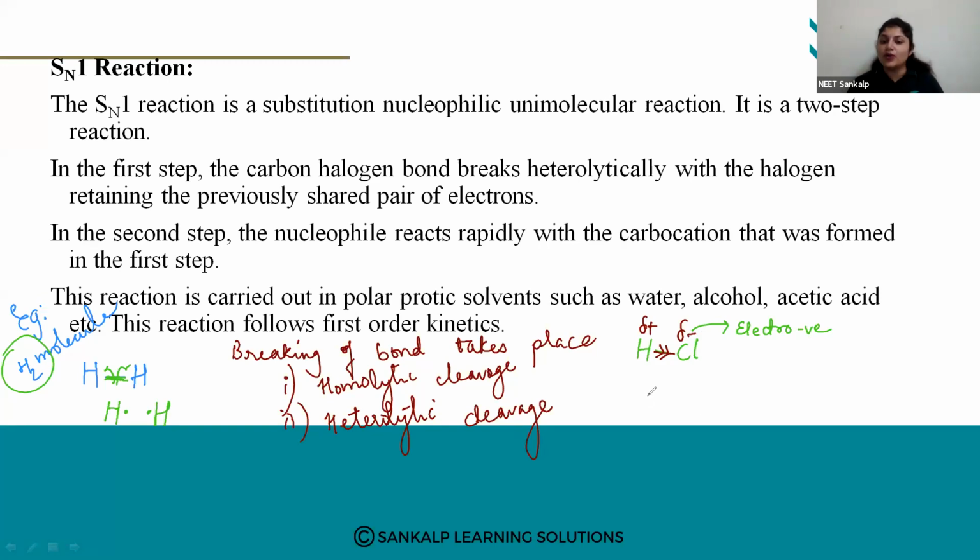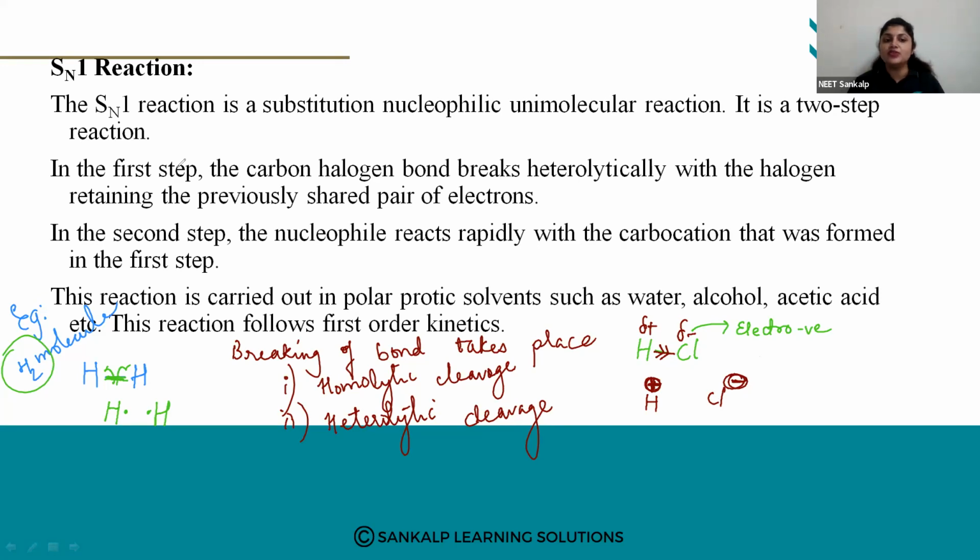Then what will happen? Hydrogen will get a partial positive charge. When chlorine is leaving, it will take the pair of electrons with it. So this will be Cl minus, and hydrogen will remain with no electrons, so it will have a positive charge. Why negative charge? It carries the shared pair of electrons with it and leaves.